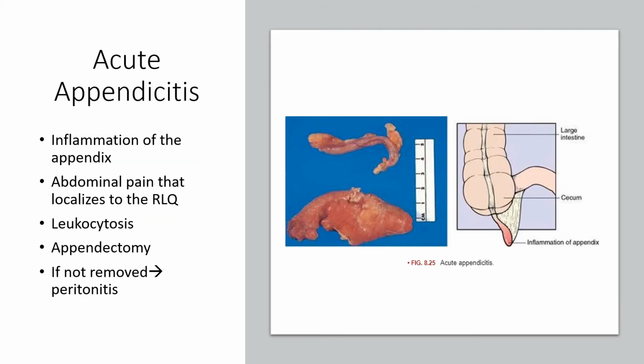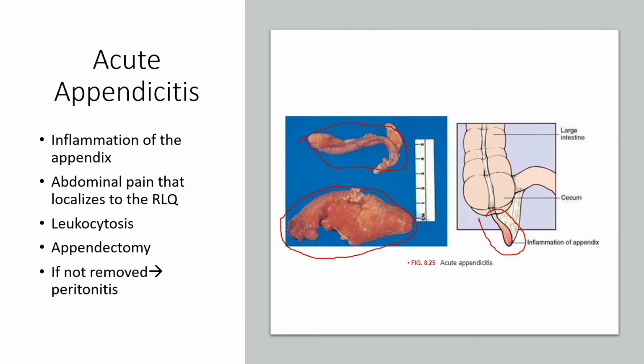Appendicitis is inflammation of the appendix, which is a narrow pouch that's about 3.5 inches long, and it extends from the first part of our large intestine, which is known as the cecum. So there's the appendix here. And in this picture, you notice on the top, this is a normal appendix, and then here you can see the inflamed and dilated appendix.